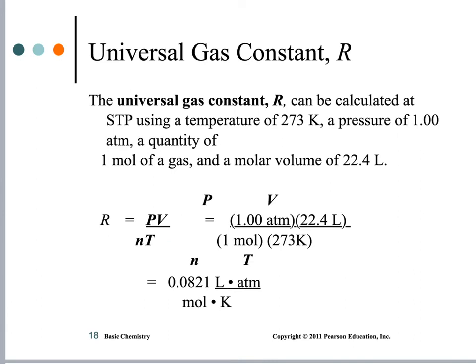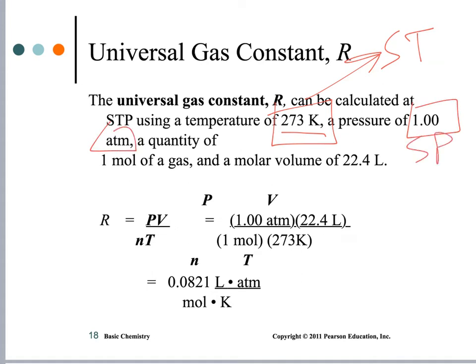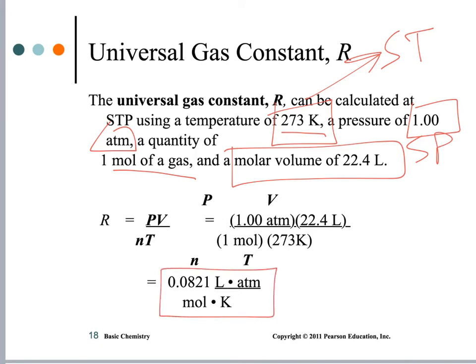We'll see. All right, the universal gas constant can also be calculated at STP using all this stuff. We use a standard temp of 273. That's my standard temp, don't forget ST. One atmosphere is my SP, standard pressure. One mole of gas has a molar volume of 22.4 liters. So if you plug all of those things in, you're going to get the gas constant, 0.0821 liter atmospheres per mole Kelvin, right?